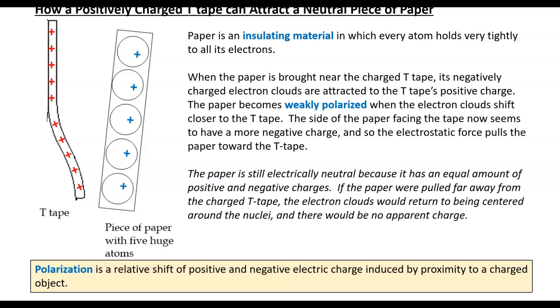Paper is a type of material called an insulator. An insulator is a material in which atoms hold onto their electrons very tightly, so that the electrons are not able to be pulled away from their original atoms. This property of insulators is one reason that they are very poor conductors of either electricity or heat. Some common insulators include paper, wood, plastic, glass, porcelain, and styrofoam.